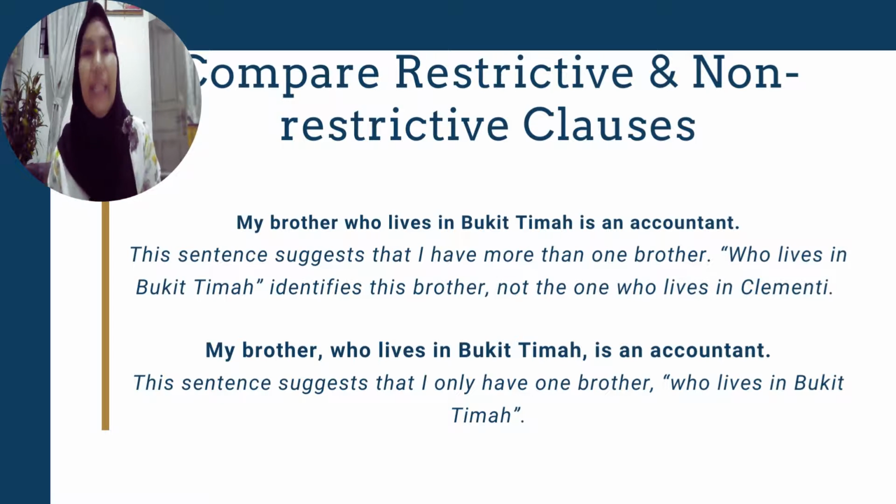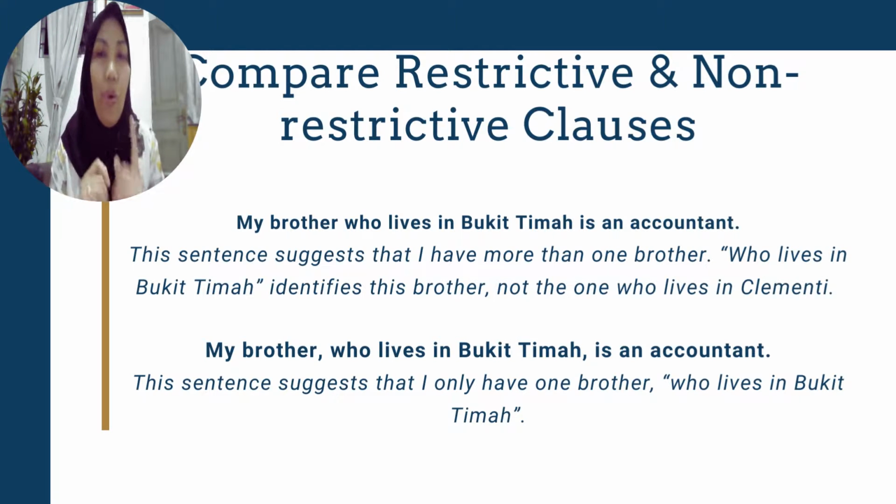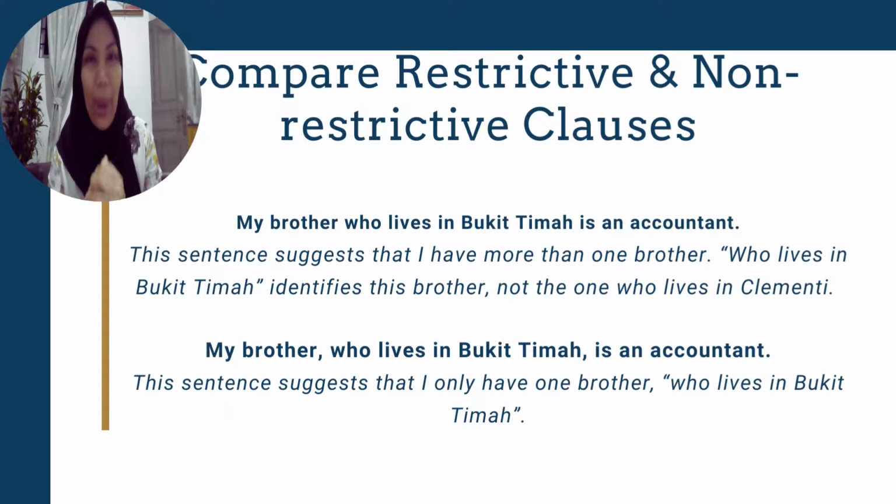Let us differentiate restrictive and non-restrictive clauses for the sentence, my brother who lives in Bukit Timah is an accountant. If we put a comma after who lives in Bukit Timah, it identifies that I only have one brother and he is an accountant. But if we do not put a comma, it means that I have more than one brother, and the one who is an accountant lives in Bukit Timah, not somewhere else.